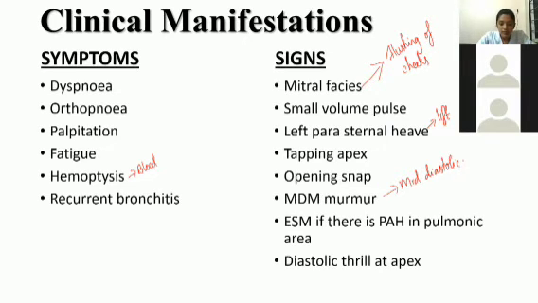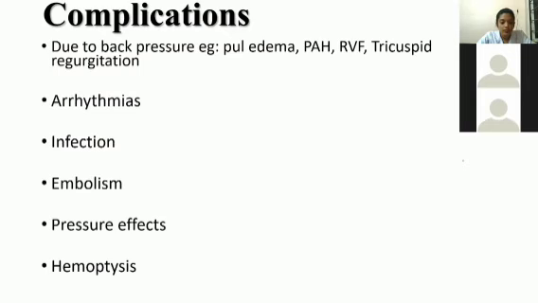Then diastolic thrill at the apex. The thrill we can observe in the apex. Then the complications. So these are the major signs. Then the complications due to back pressure, for example pulmonary. So with back pressure, what all complications can occur?